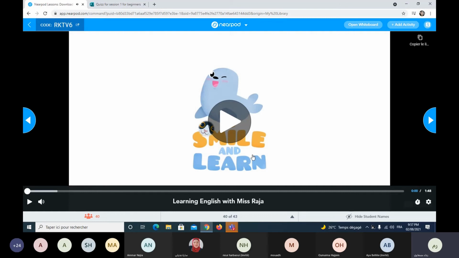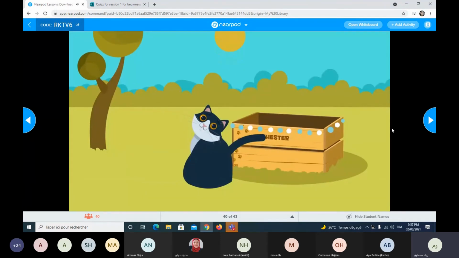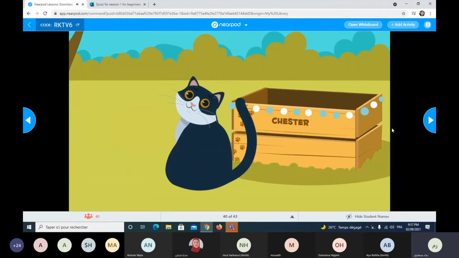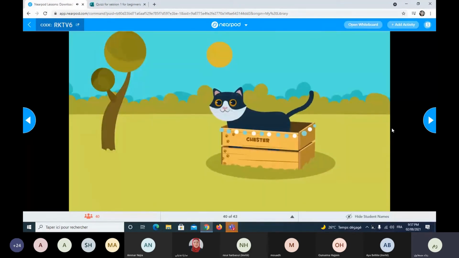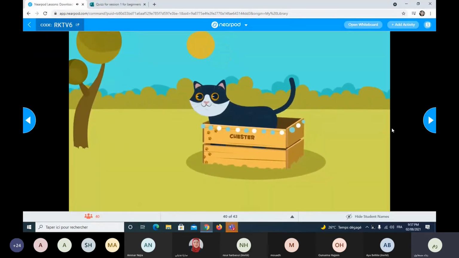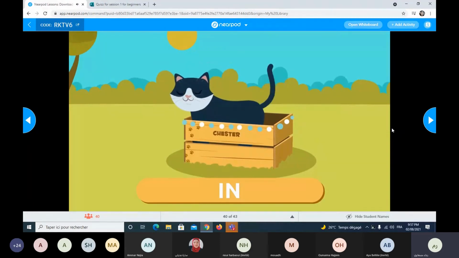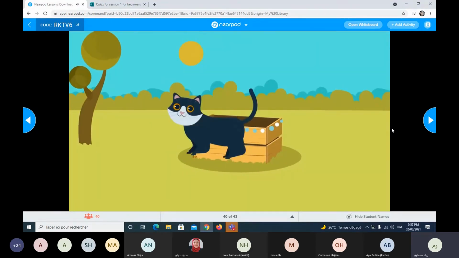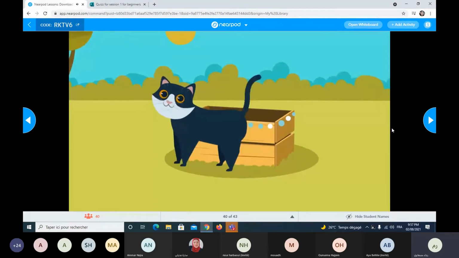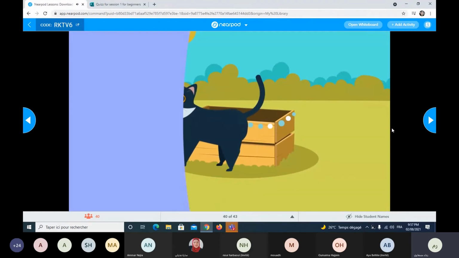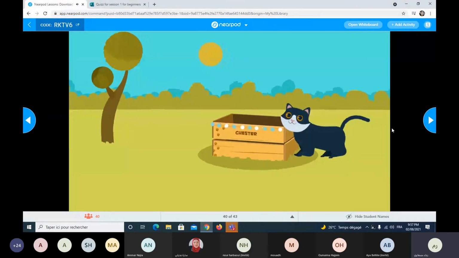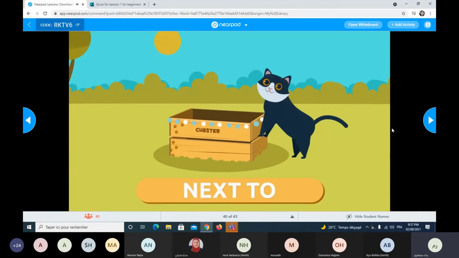Hello, friends. Today we're going to learn words that tell us where things are. Our friend Chester will help us. Where is Chester? Chester is in the box. He's in it. The cat is in the box. And now, where is Chester? Chester is in front of the box. The cat is in front of the box. Where is Chester? Chester is next to the box. The cat is next to the box.